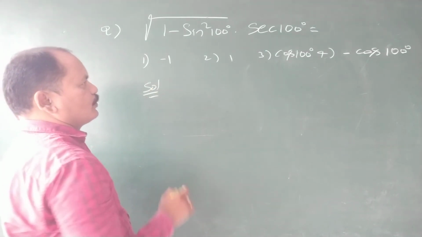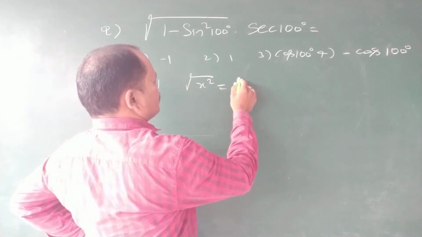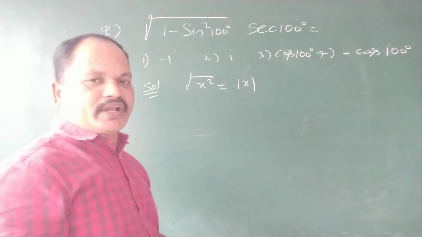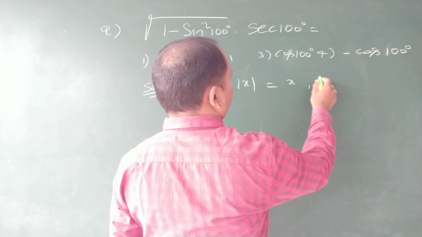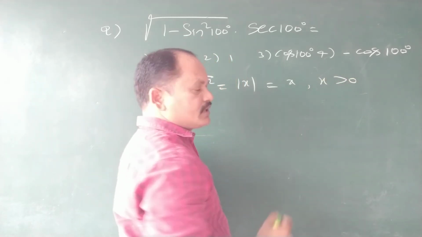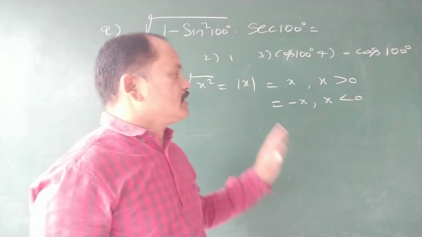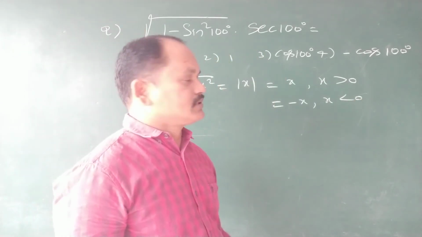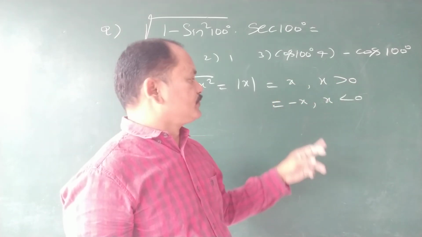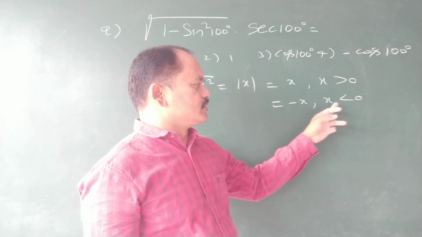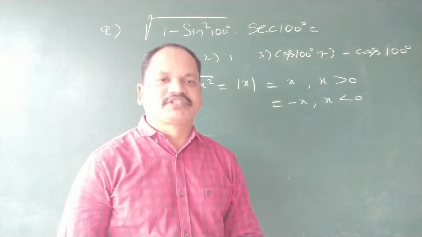Actually, we know root x square is nothing but mod x. It gives plus x when x is greater than 0. It gives minus x when x is less than 0. That means it gives always positive result. Negative into negative is positive. That's why it gives always positive result.